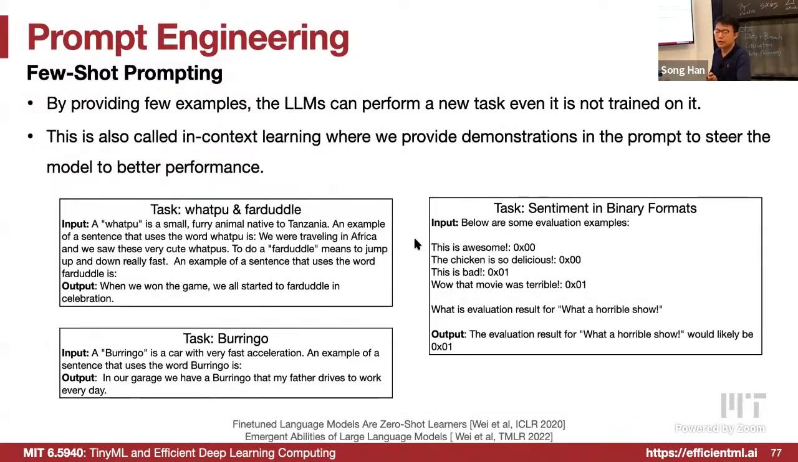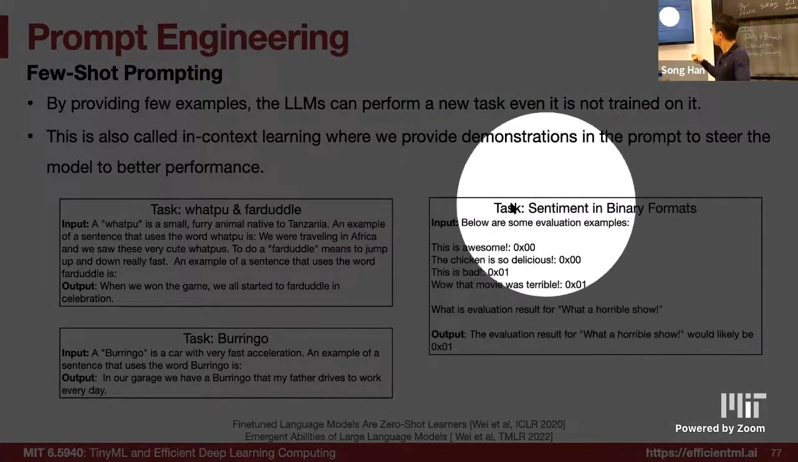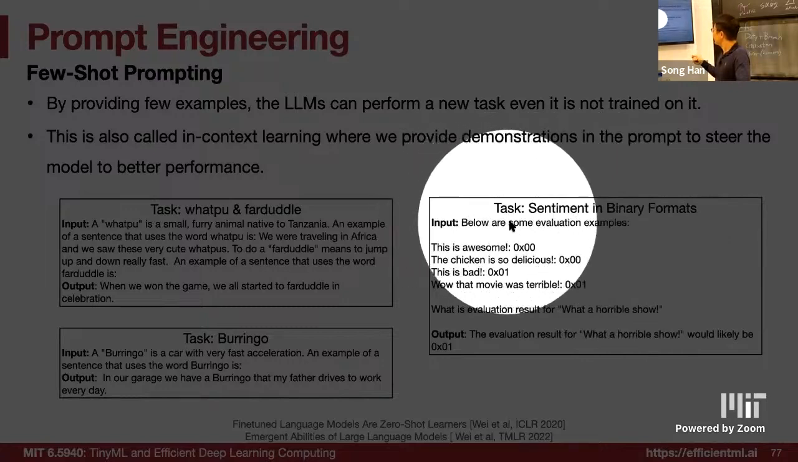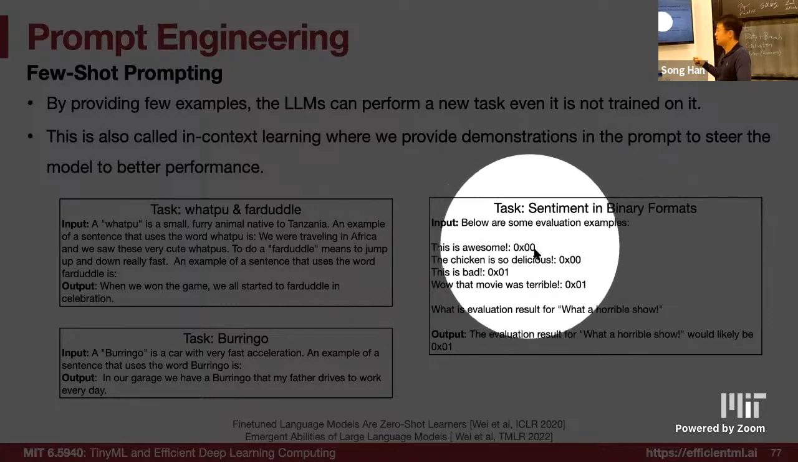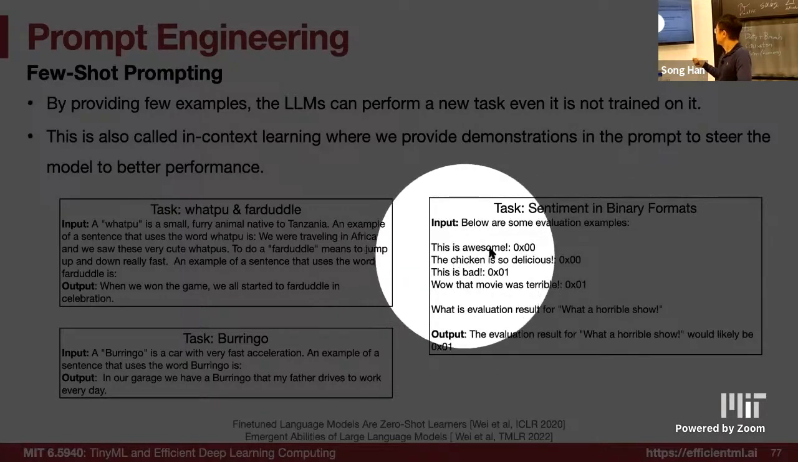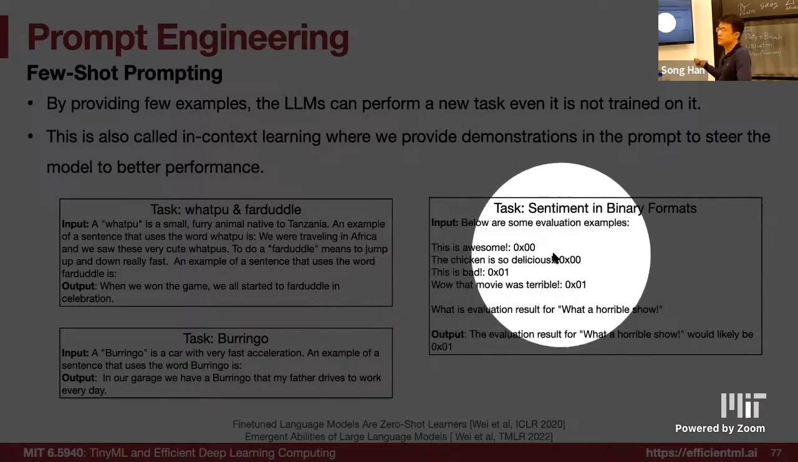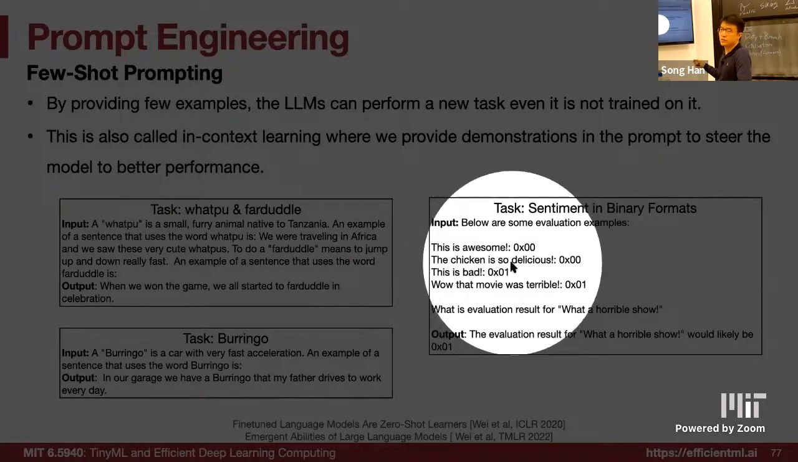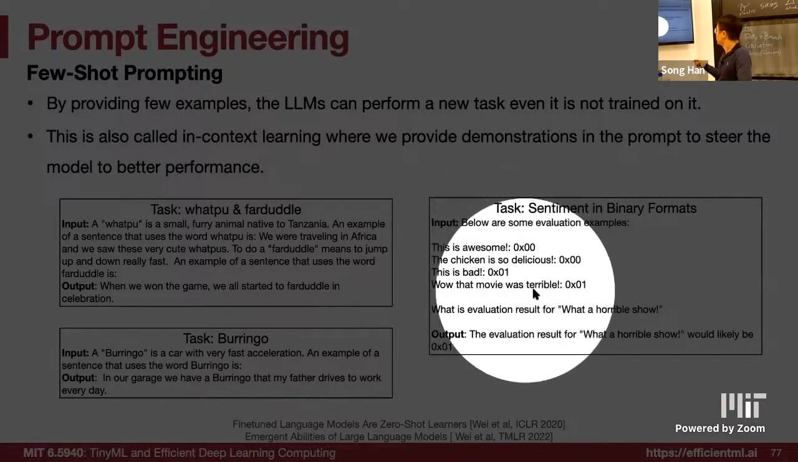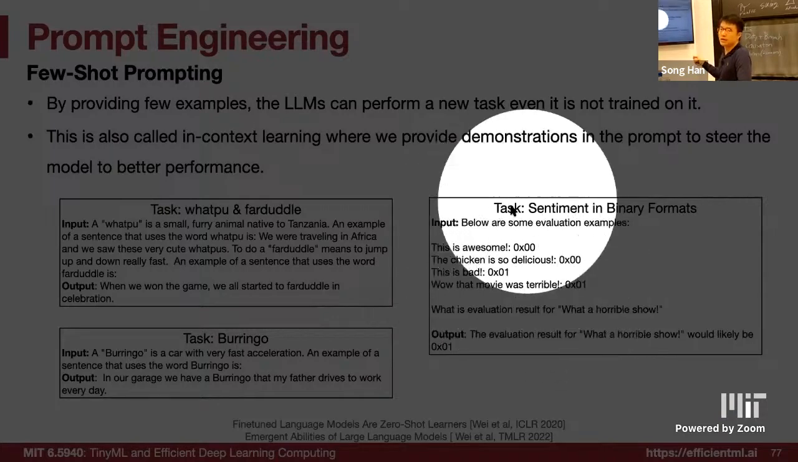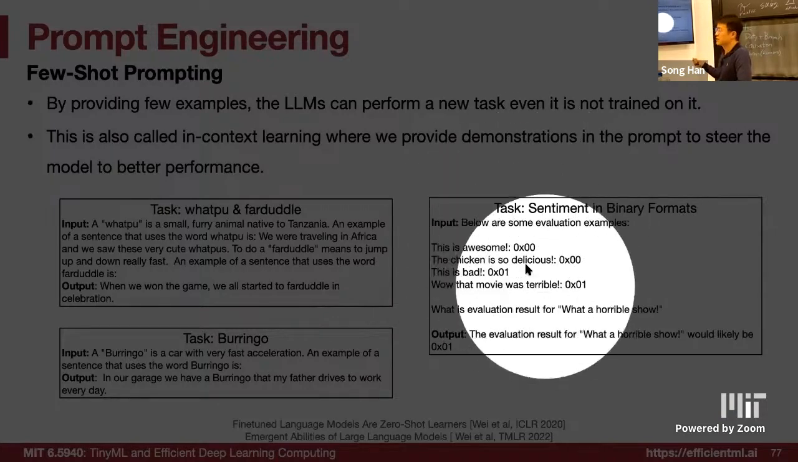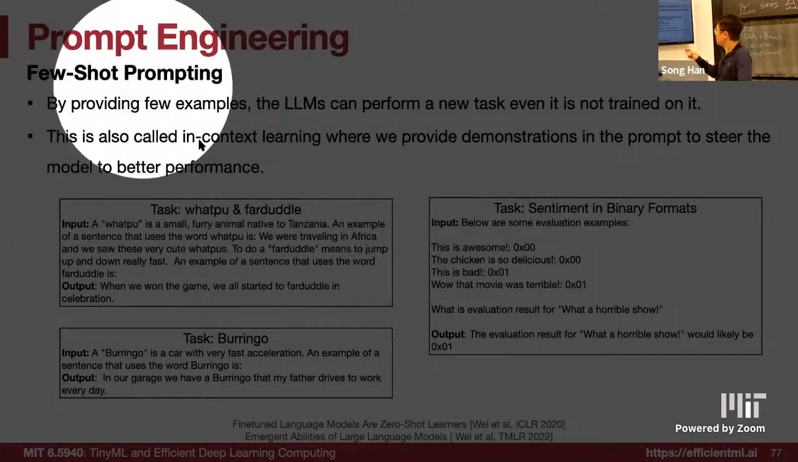And few-shot learning, basically you provide a few examples. Like here, sentiments in binary format. The input would be: below are several evaluation examples. You give it an example. This is awesome, it's encoded with 0x00. The chicken is so delicious, 0x00. This is bad, 0x1. Wow, the movie was terrible, 0x1. So you are demonstrating your task by showing a few examples. That's why we call it few-shot prompting.